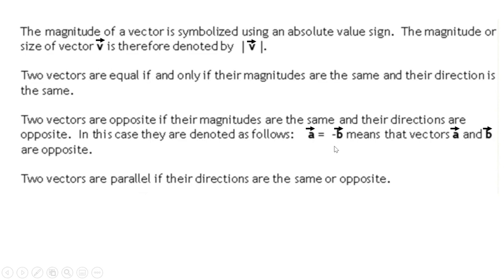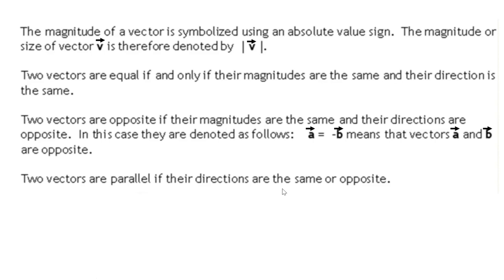They have the same exact magnitude. So the size of A, the magnitude of A, is equal to the size of B, but they're running in opposite directions. That's all that means. So if A is equal to minus B, then A and B are opposites. Two vectors are parallel if the directions are the same or opposite.